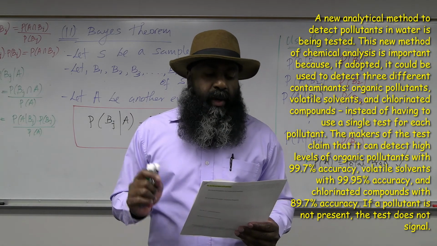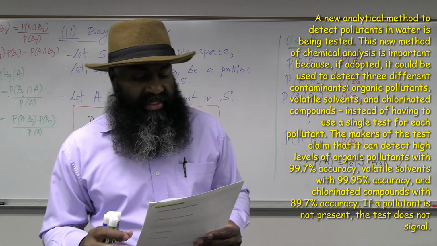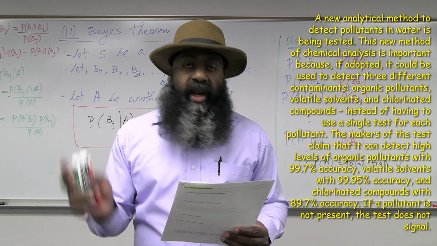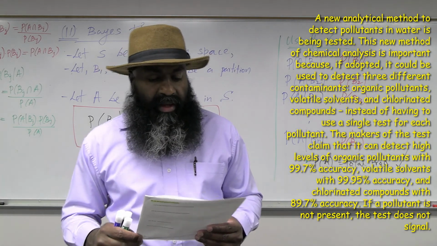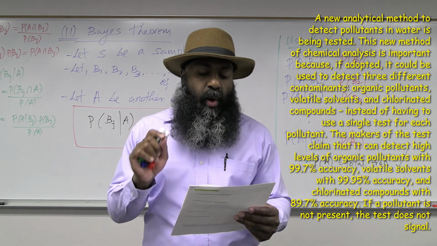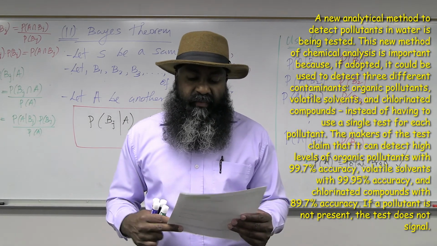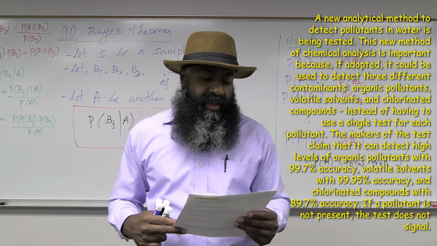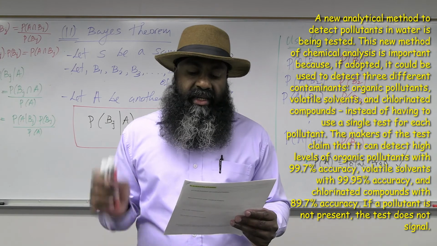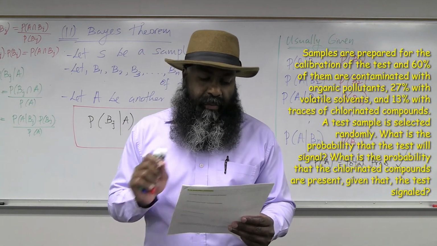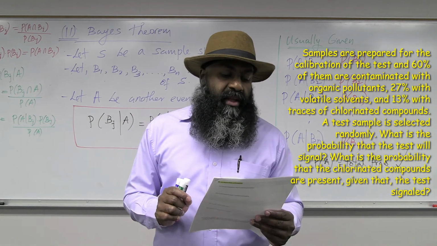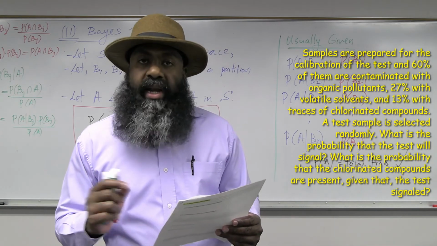A new analytical method to detect pollutants in water is being tested. This new method of chemical analysis is important because, if adopted, it could be used to detect three different contaminants: organic pollutants, volatile solvents, and chlorinated compounds, instead of having to use a single test for each pollutant. The makers of the test claim that it can detect high levels of organic pollutants with 99.7% accuracy, volatile solvents with 99.95% accuracy, and chlorinated compounds with 89.7% accuracy. If a pollutant is not present, the test does not signal.